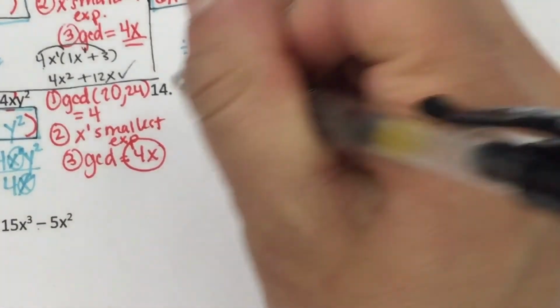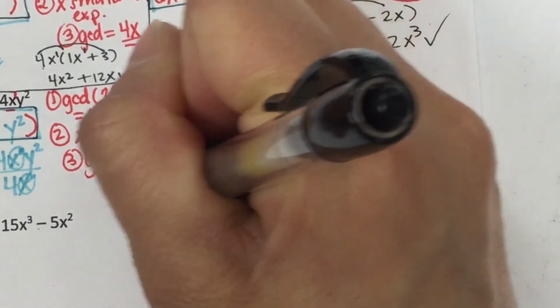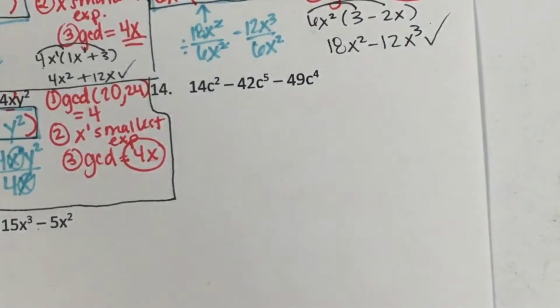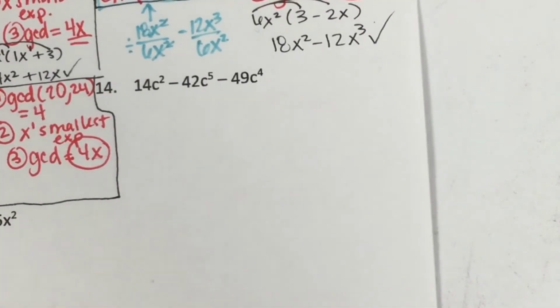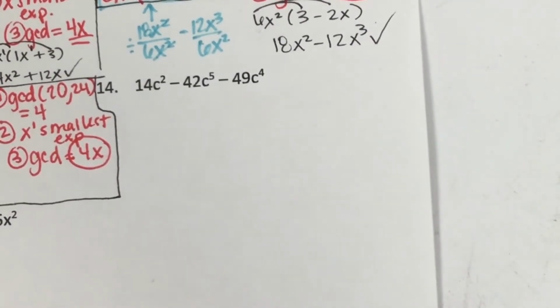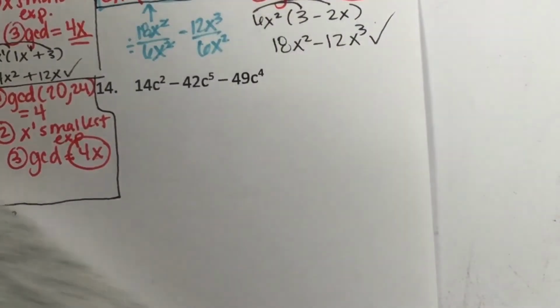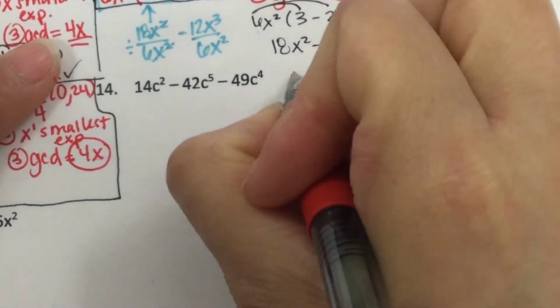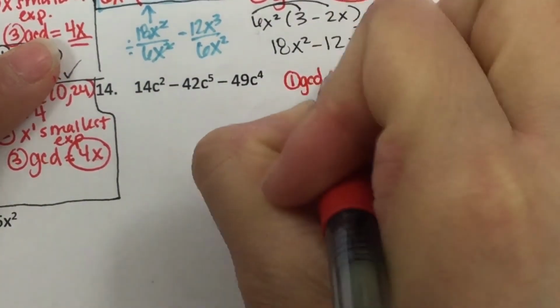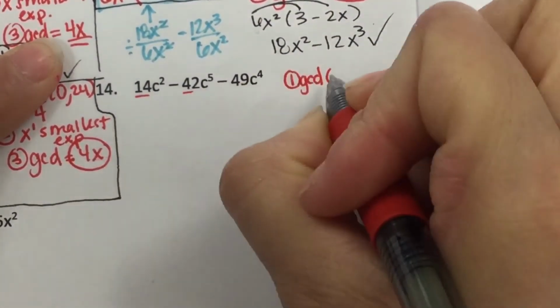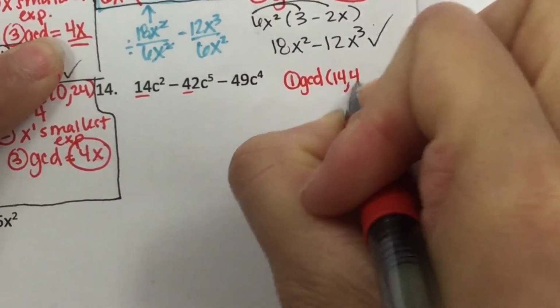Number 14. Now that you have 3 terms, you have to do this 3 times. So you're going to have to find the GCD of the first 2 and the GCD of the first and the last. So let's find the GCD of 14 and 42. So 14, 42.